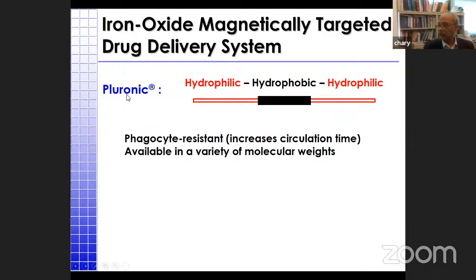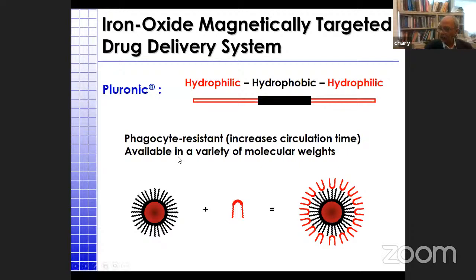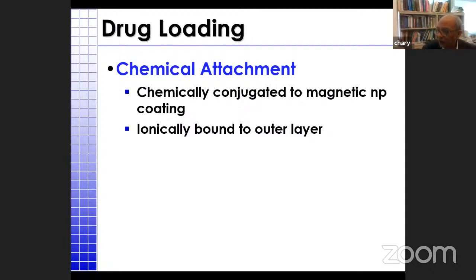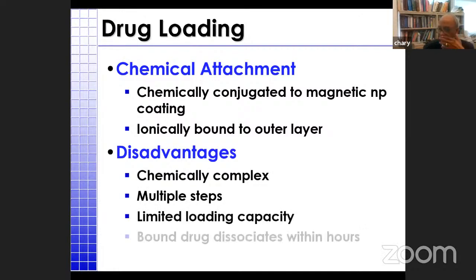We take a Pluronic, a composite material that has a hydrophobic middle and hydrophilic tails on both sides. These are phagocyte resistant, which means they will not be attacked by the human cells. Now, if I attach this here, as you can see, the hydrophobic middle attaches to the oleic acid, and now the surface becomes extremely hydrophilic because of how I made the nanostructure. Once I have this hydrophilic surface, I can take the drugs and attach them chemically or ionically. Of course, there are some issues, but we are slowly overcoming this, and this is becoming a very attractive technology.